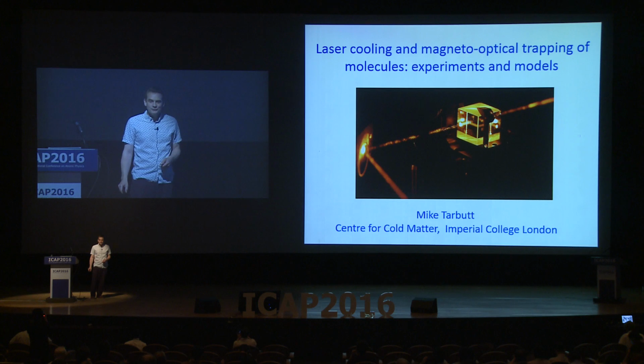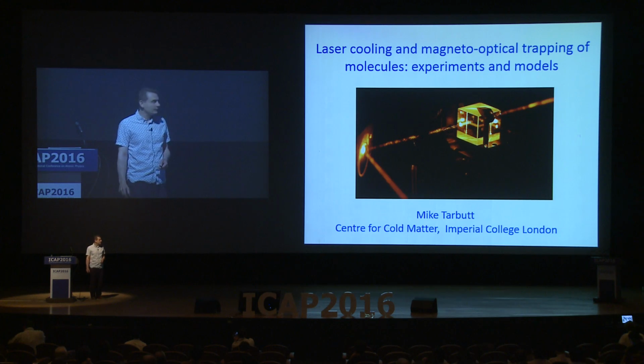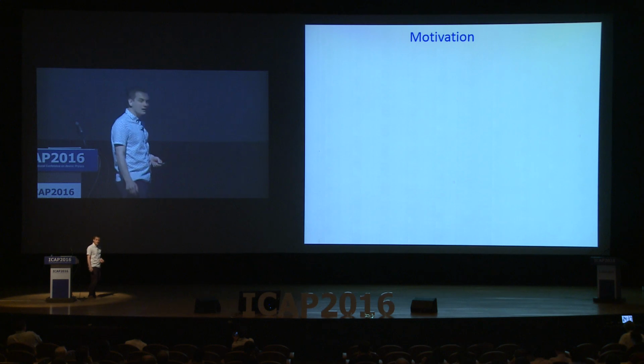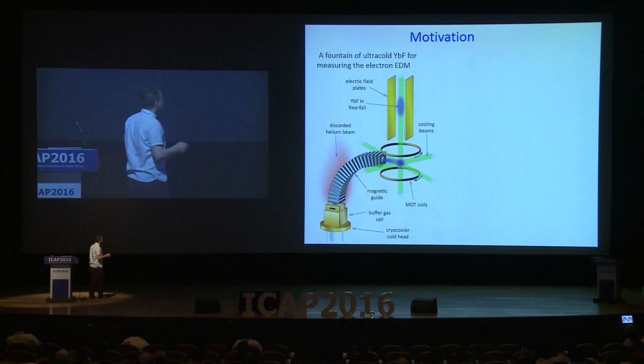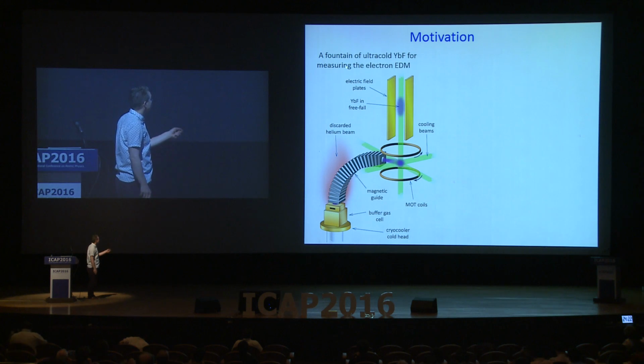In this brilliant first talk this morning, Dave has told us a little bit about many of the exciting applications of ultra-cold molecules. So I'll just start my talk by highlighting some of the goals that we are working towards in our group. Starting with this one, it's an illustration of an apparatus that we'd like to build. It's a fountain of ultra-cold Ytterbium fluoride molecules for measuring the electron's electric dipole moment.